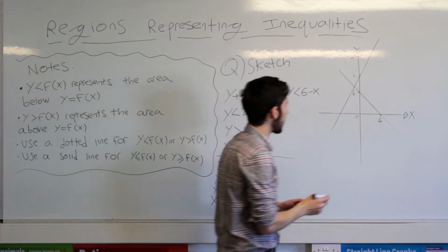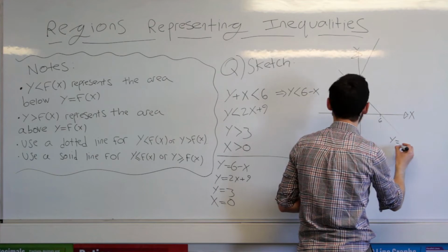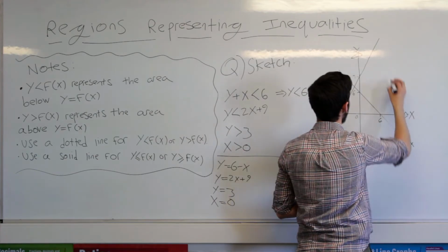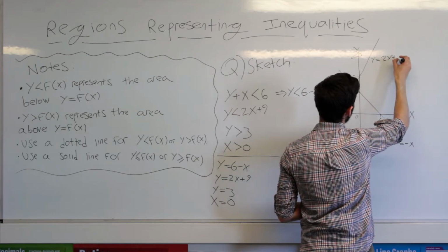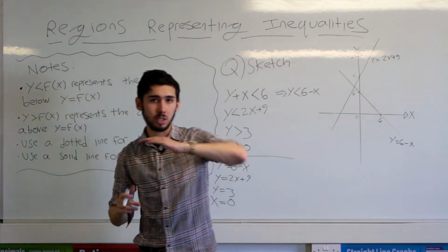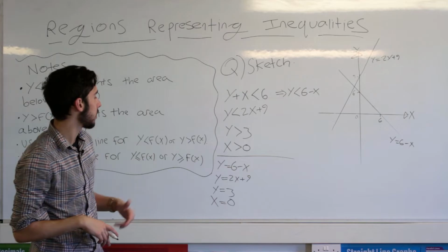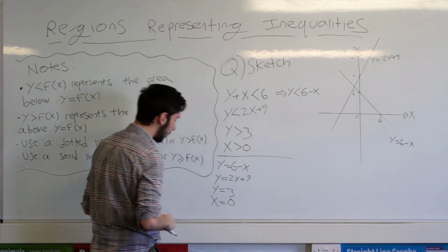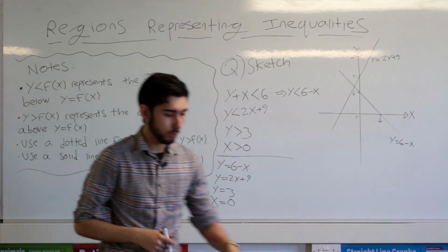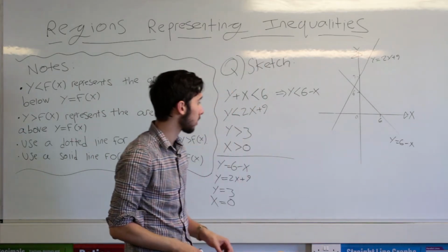And let's actually label these. This is the graph y equals 6 minus x. This is the graph of y equals 2x plus 9. Now we just need the straight lines. We have a horizontal and a vertical. This is the graph y equals 3, or this is the equation y equals 3. If you don't know, guys, what the equation y equals 3 looks like on a graph, I'm going to show you now.